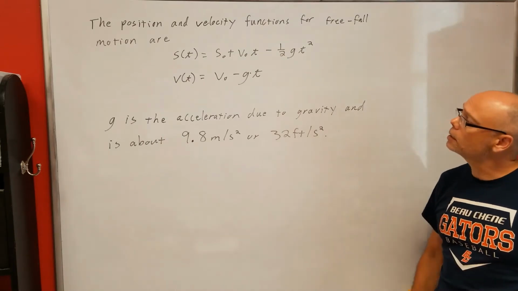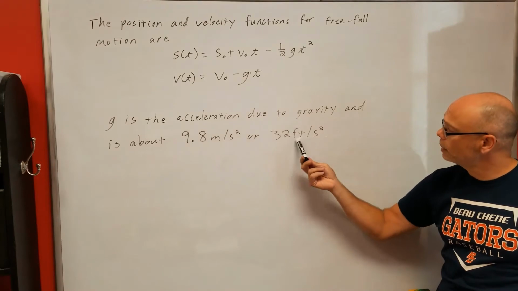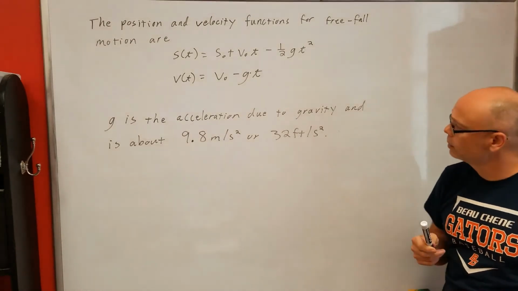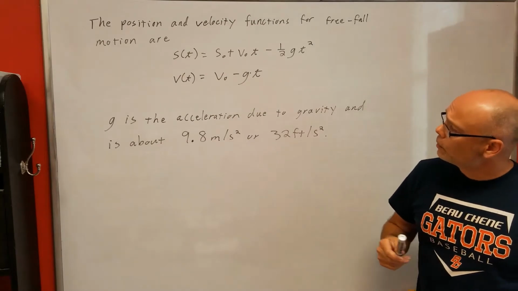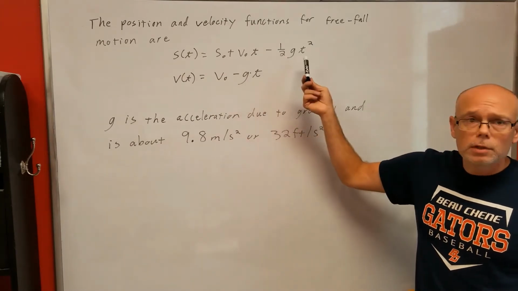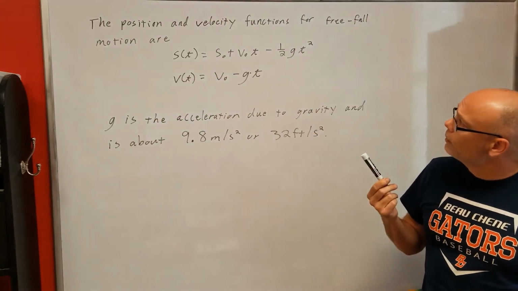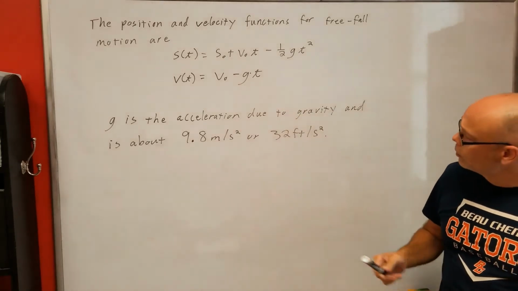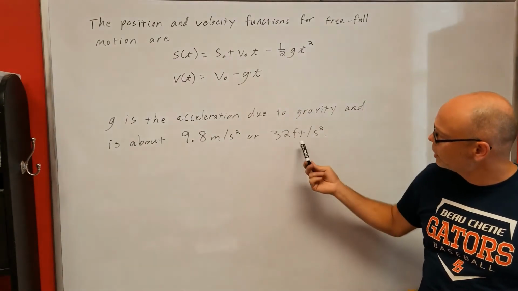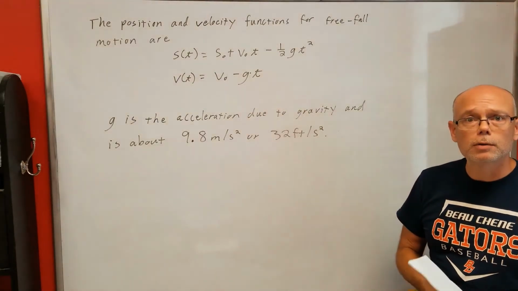We call the constant g the acceleration due to gravity. It is about 9.8 meters per second squared, or 32 feet per second squared. So here are our formulas for position and velocity with the acceleration due to gravity. Now, the g value you use depends on the problem. Are we talking about meters or are we talking about feet? That determines which g value we use in each one of those.